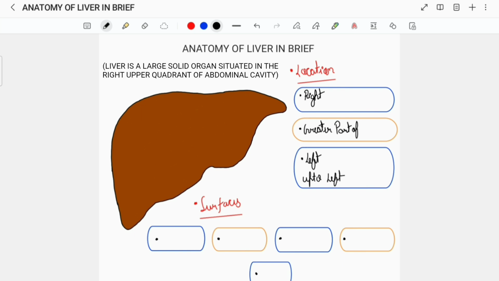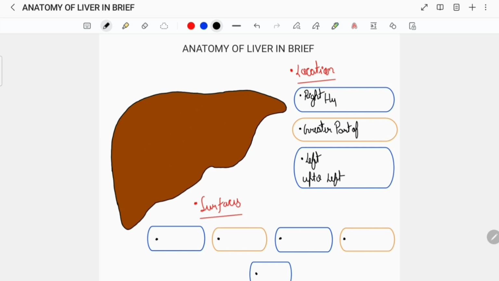Liver is a large and solid organ situated in the right upper quadrant of the abdominal cavity. The liver occupies the right hypochondrium, greater part of the epigastrium, and the left hypochondrium up to the left lateral line.